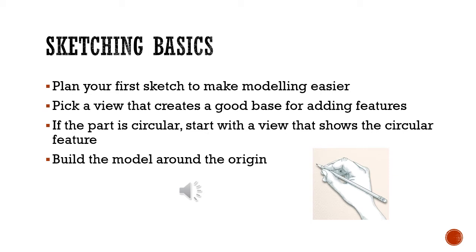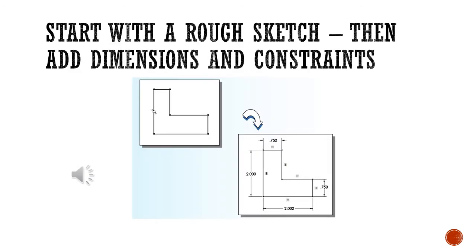One thing I try to do is look at the object and see if part of it is circular. I would typically try to incorporate that circular feature into the first sketch. And also, if the part is symmetrical, always try to build it around the origin. You do want to keep in mind where the origin is whenever you're sketching, but if it's symmetrical, put the origin in the middle. It makes a much better part.